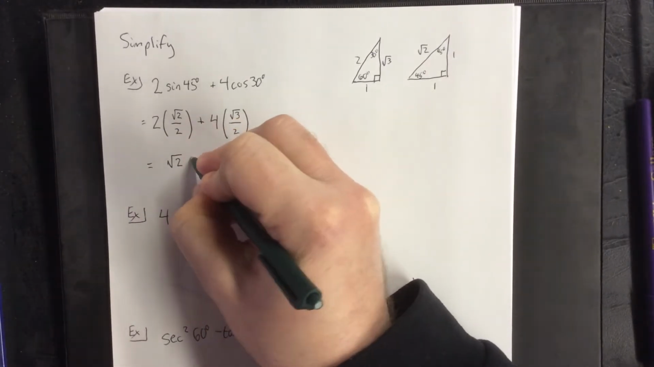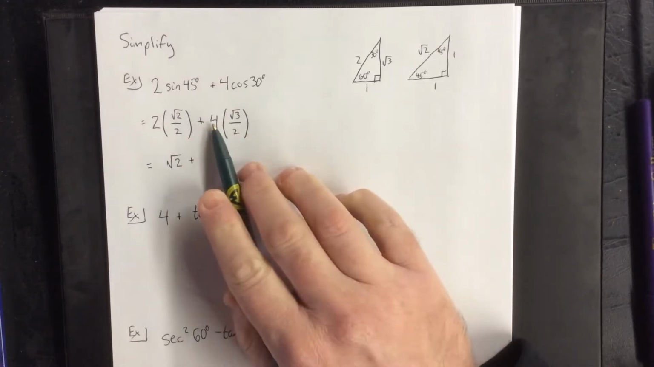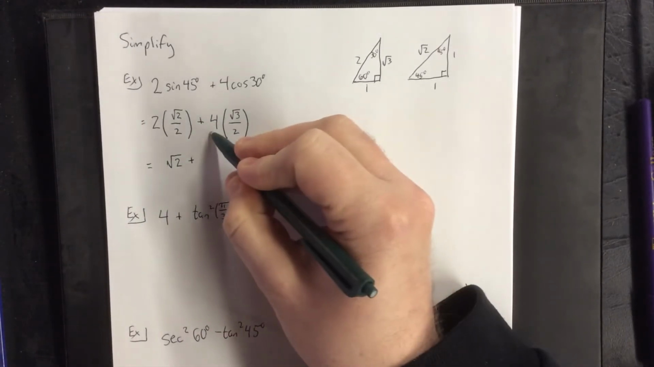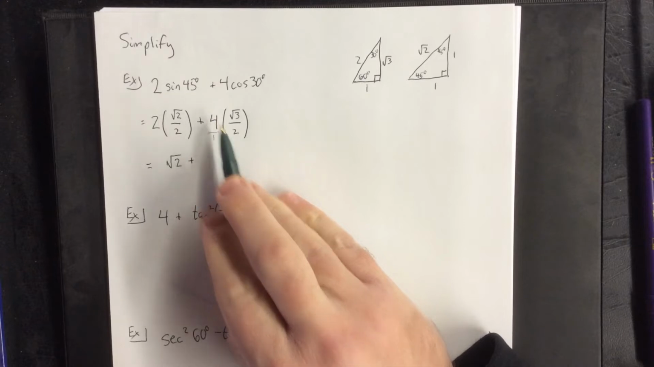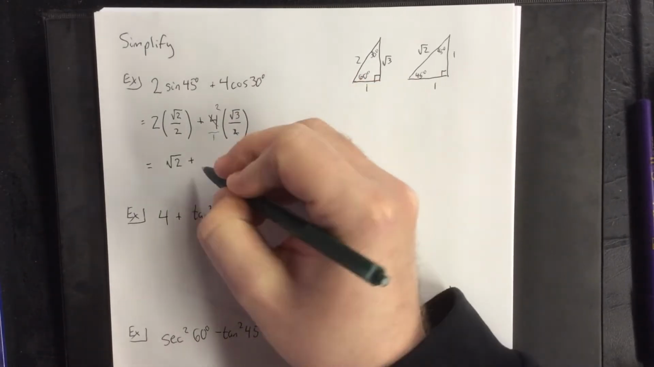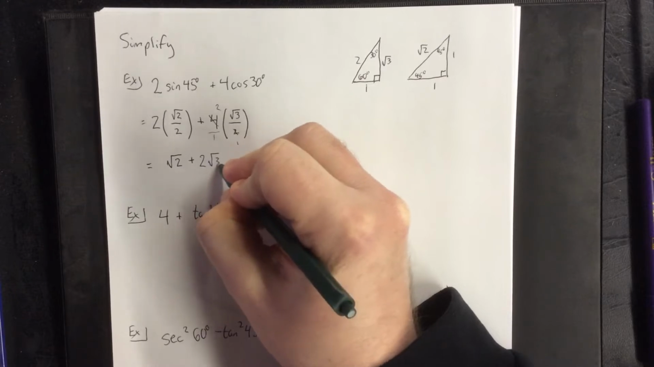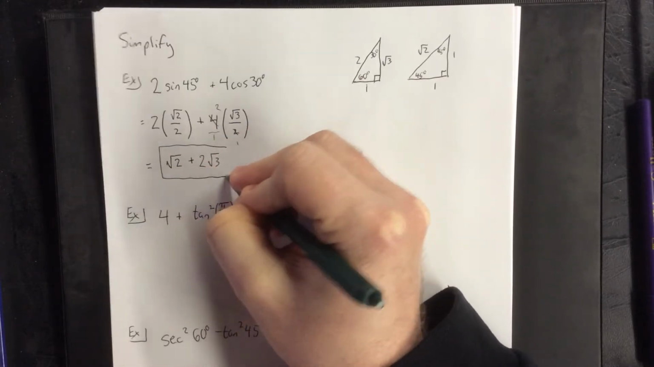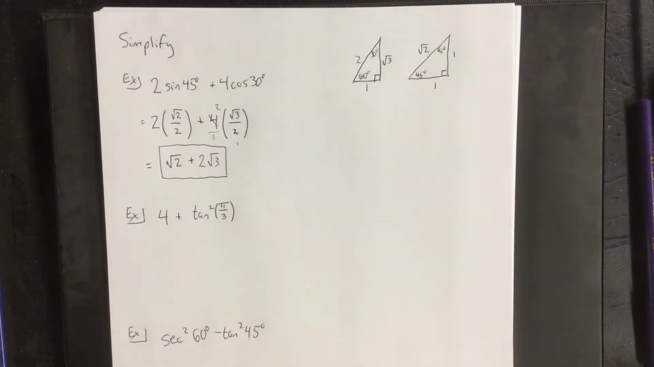This will be the square root of 2 plus. For the second fraction, we can consider this 4 to be 4 over 1, and say that the 4 and 2 can reduce down to a 2 over 1, leaving me with 2 square roots of 3. I have no intention of doing anything else with it, so we will leave it in this form. Square root of 2 plus 2 square roots of 3.